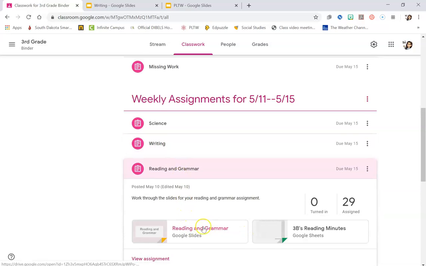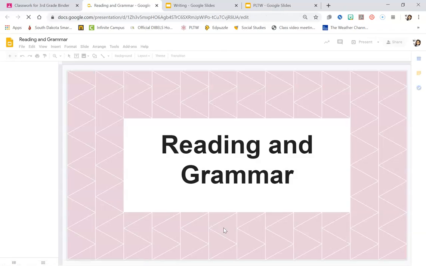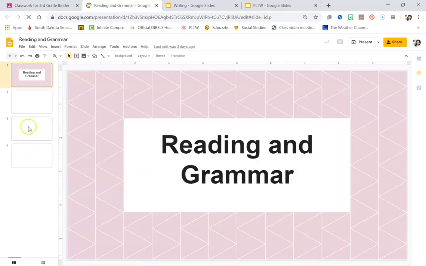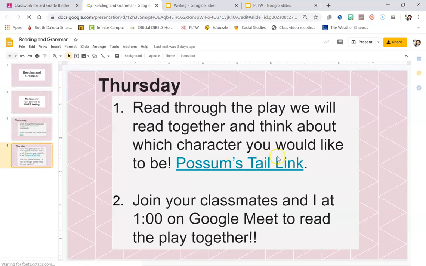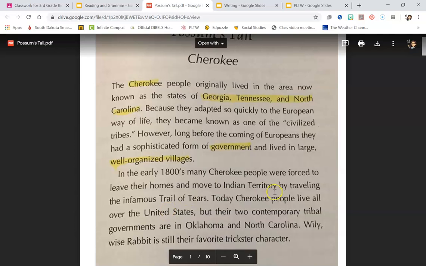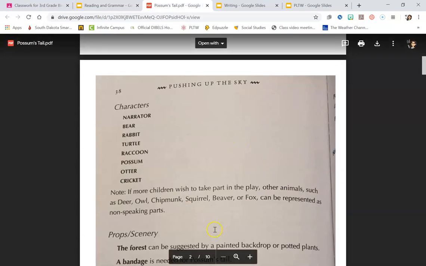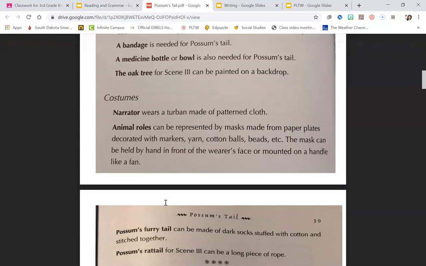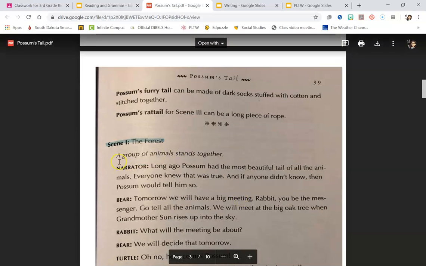Reading and grammar. Yesterday, you should have done the contractions vocabulary assignment and worked through that. For today, Thursday, I want you to click right here and open up the play that we're going to read. It's set up similar to the way Pushing Up the Sky was. It gives you a little background knowledge, talks about the characters and the setting of the story. And then it gives us our scenes.